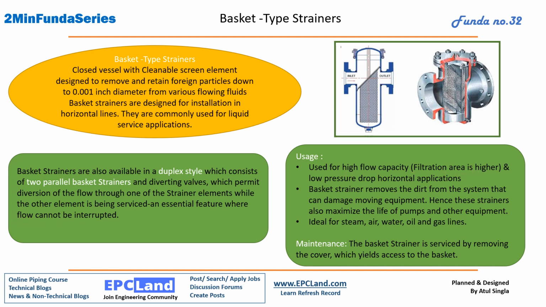As we know, filtration area is very high in basket type strainers, so high flow capacity can be used, and low pressure drop horizontal applications. So its main application is with high flow capacity and low pressure drop horizontal applications. Basket strainers remove the dirt from the system that can damage the moving element. Hence, these strainers are also maximizing the life of pumps and other equipment. Ideal for steam, air, water, oil and gas lines.